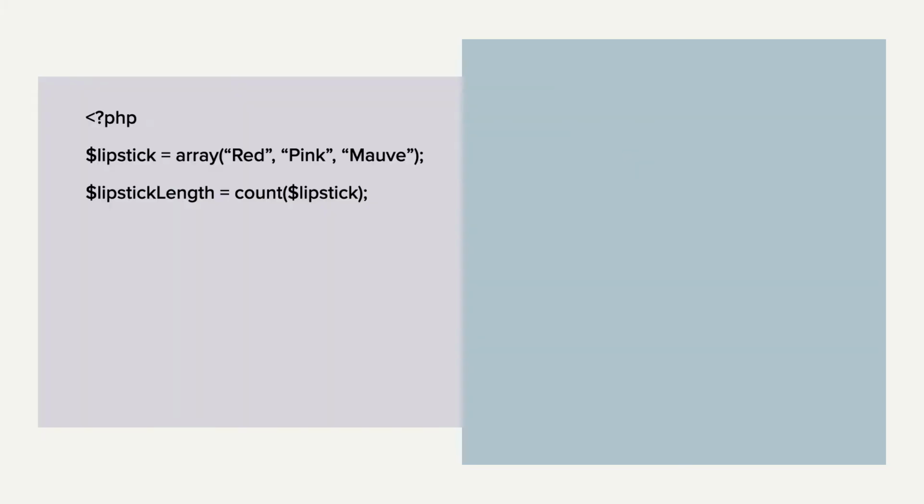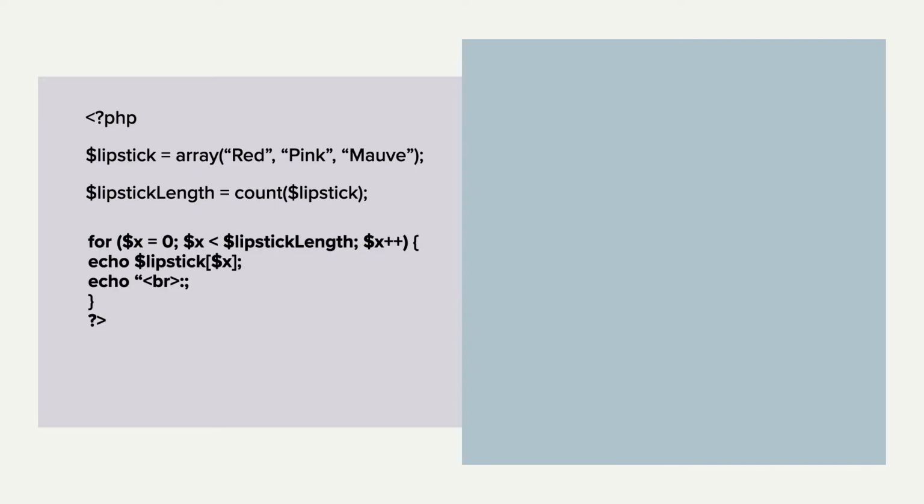If you wanted to loop through the values of a numeric index array, you could do so as follows. First, create your array with the items listed in the parentheses. Next, create a variable that would count the length of the items in the array. Here I've called it lipstick length.